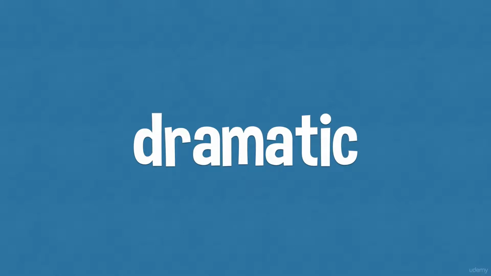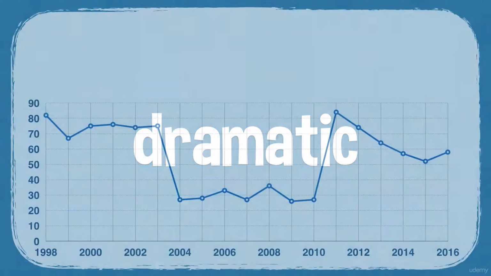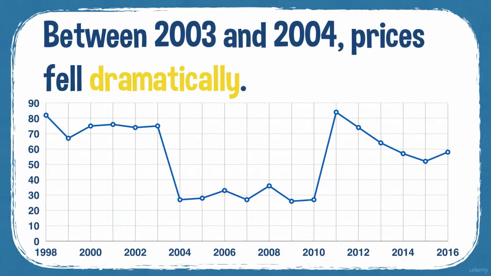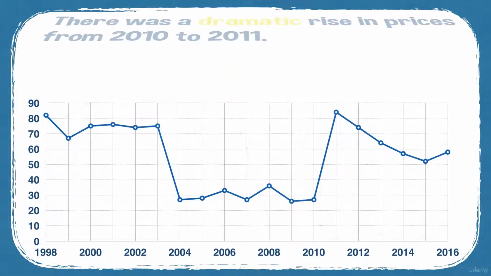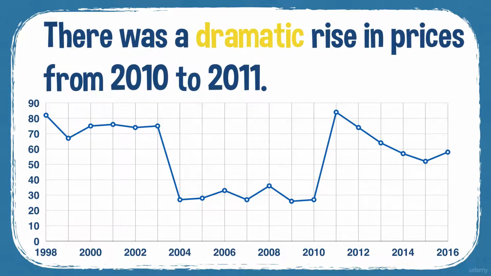Dramatic. Dramatic is a very strong word used for big, sudden changes. It suggests something different to what came before, a sudden big change, a shock of some kind. So, for example, between 2003 and 2004, prices fell dramatically. There was a dramatic rise in prices from 2010 to 2011.